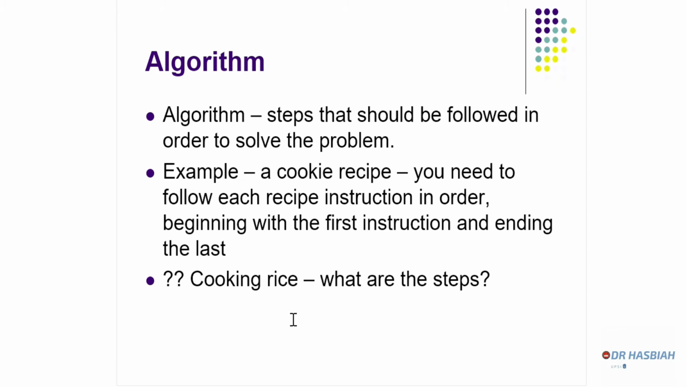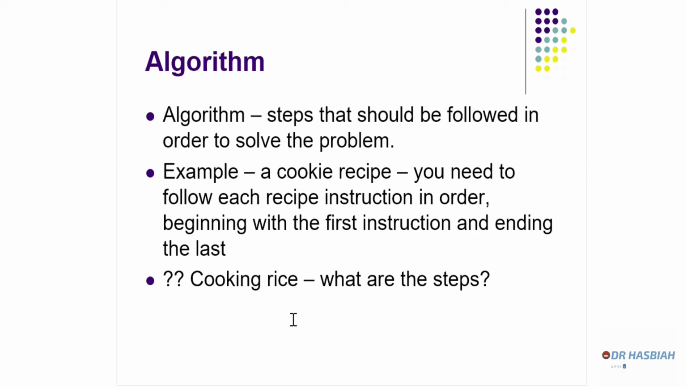So in our normal daily life, we have a lot of examples where we use an algorithm, meaning in order to get the output, in order to solve the problem, you have to follow step by step. If you miss one step, you might still get the output, but the output is not nice. For example, you don't get a nice cake. So that is the algorithm.